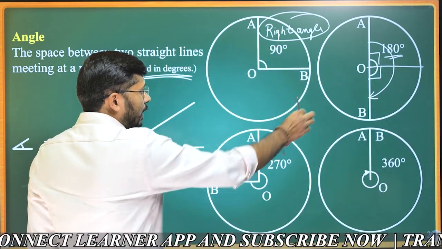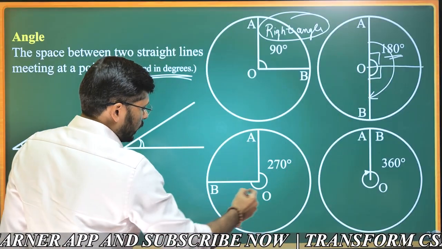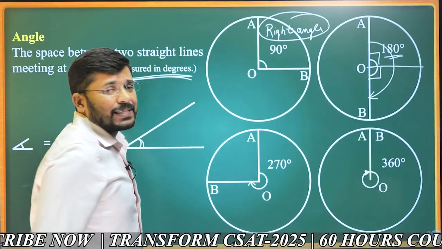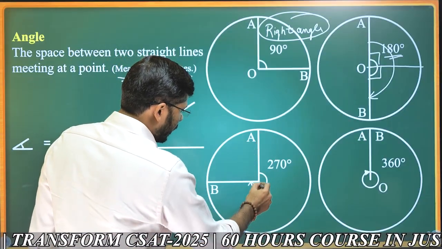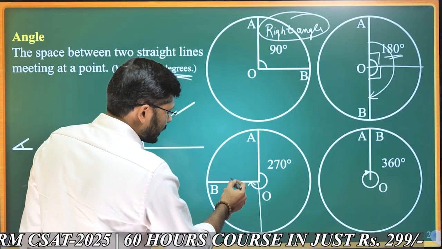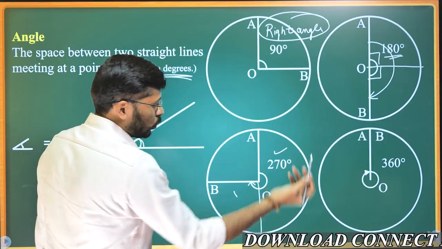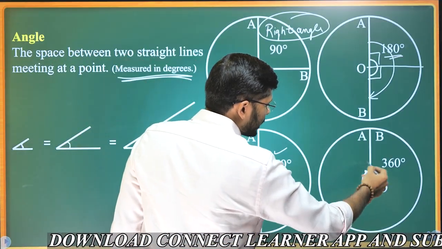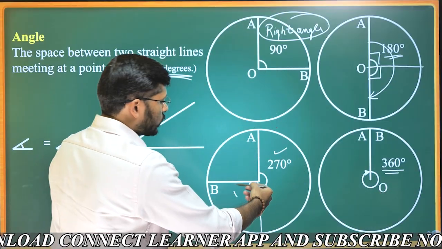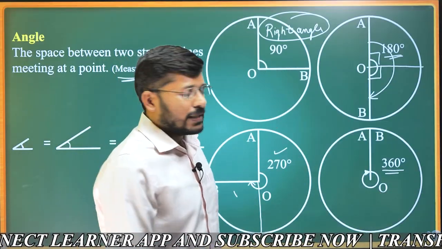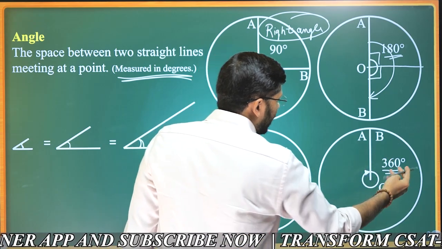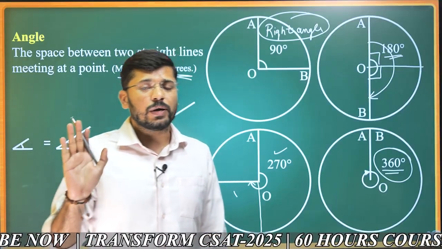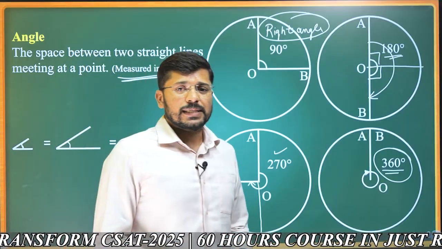And let us move this OB further to here, this way. Now the angle that is made here is 270 degree. Why? Because from here to here it is 180 plus 90. So 180 plus 90, that would be 270 degree. And if you move OB further like this, if you do complete circle, that would be 360 degree, because 270 plus 90 is 360 degree. So when you make a complete circle, the angle that is made is 360 degree. This is all you need to know about angle to solve the questions on clocks. It was easy, right?